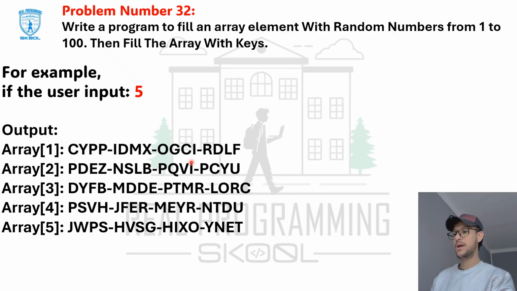So the output should be array 1, and we store inside it all the key, not just one letter or 4 characters or 2 characters or 2 slots. No, we will store inside the first array one key, whole key, all right? And array 2, the second key. Array 3 stores inside the third key, because the user inserts 5, so we have 5 keys stored inside 5 arrays, okay? So let's go to Visual Studio to convert this requirement of problem number 32 into code.